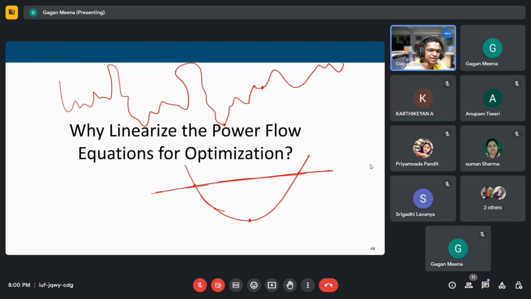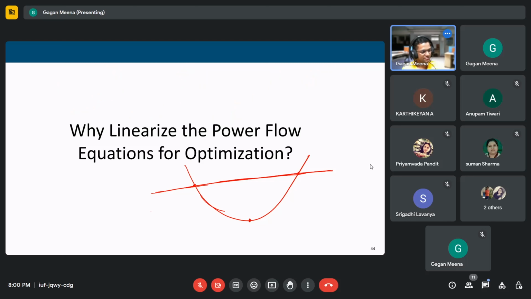Sometimes it may get stuck at a local optima. So that is a problem with non-linear systems, non-linear optimization. That is why, and also, yes, we want to reduce computational burden, especially when we want to take control actions. We want to make quick decisions. At that time, we cannot wait for hours to get the result.